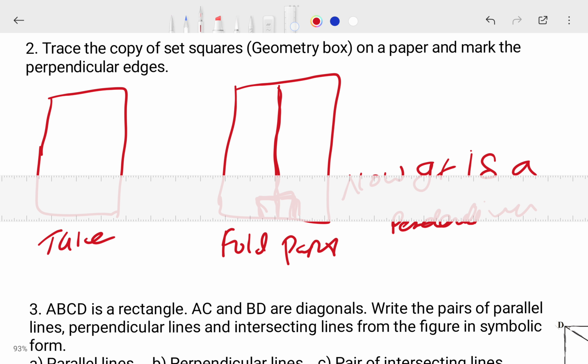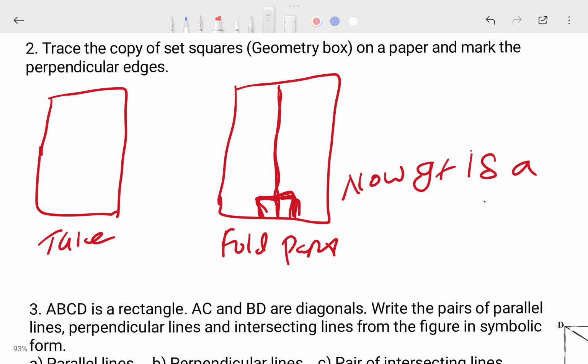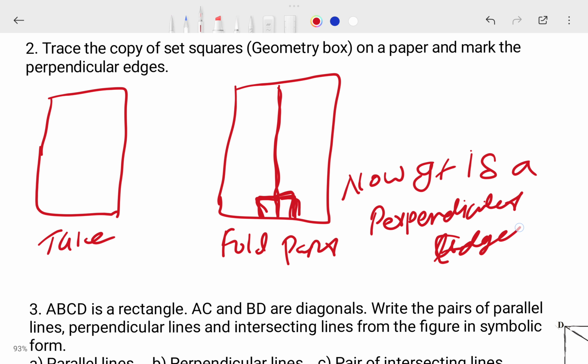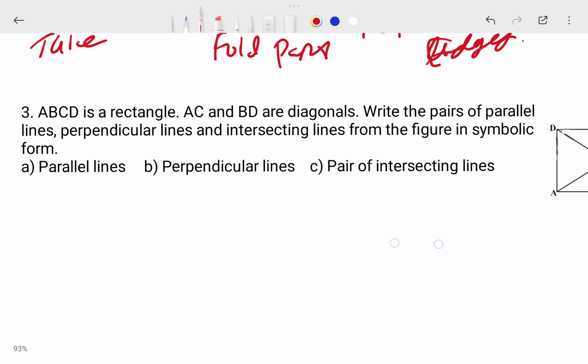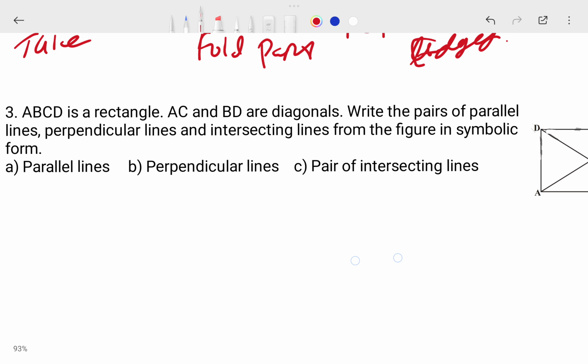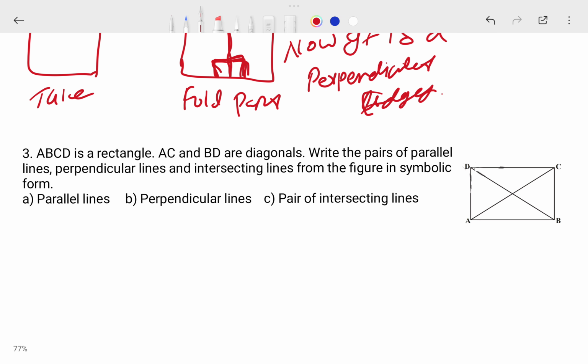Why am I writing such weird handwriting, I don't understand. Just take patience and write it slowly. Now, this is the only perpendicular line. Perpendicular edges you can write. Edges or line, you can write anything. Okay, so that's over. Now after all this, this is our last question of this one.